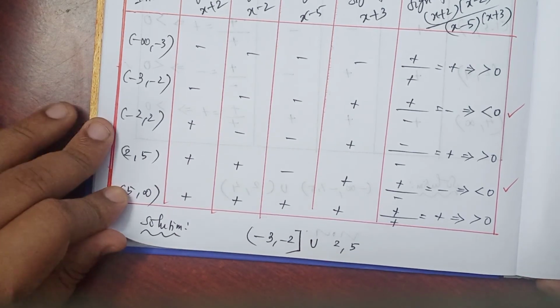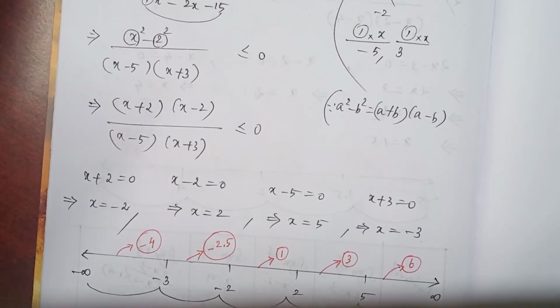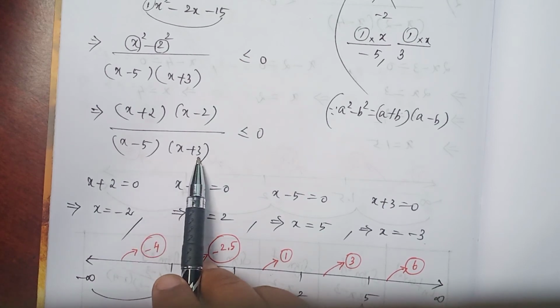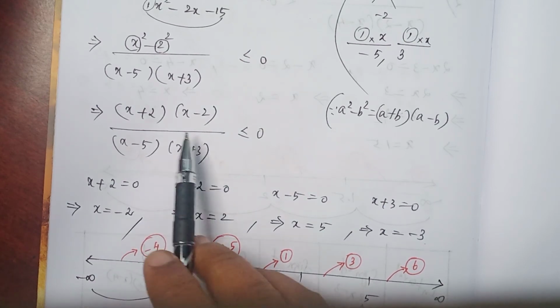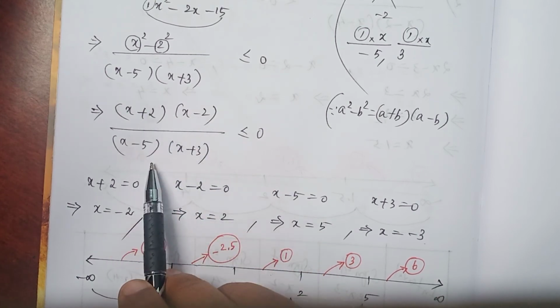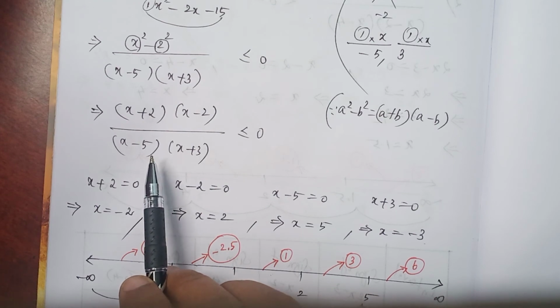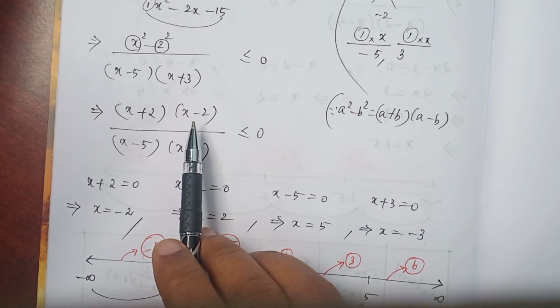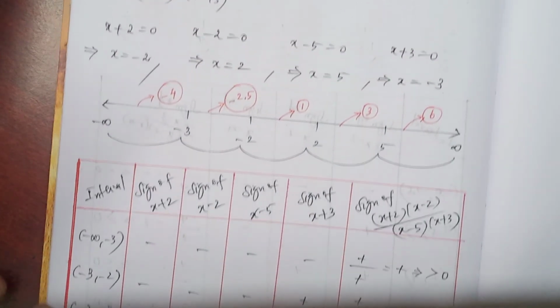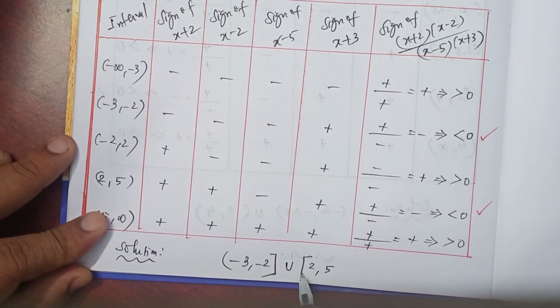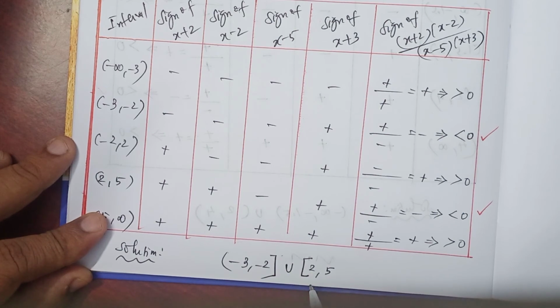Now I take 2. Replace x by 2. 2 plus 2, 4; 2 minus 2, 0; 2 minus 5, minus 3; 2 plus 3, 5. 0 into anything is 0, and 0 by anything is 0. 0 has to come because it is equal to 0 there. So by replacing x by 2, you are getting the value 0, so 2 has to be included. Now look at that bracket: left closed bracket, here right closed bracket, this is left open.